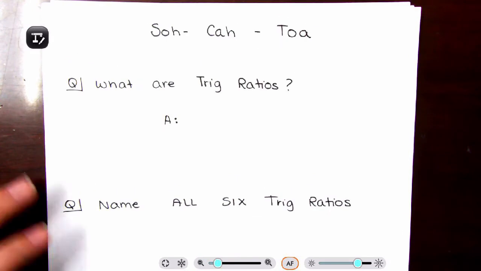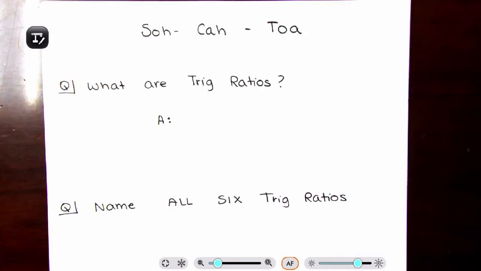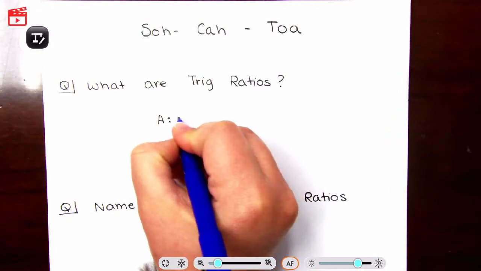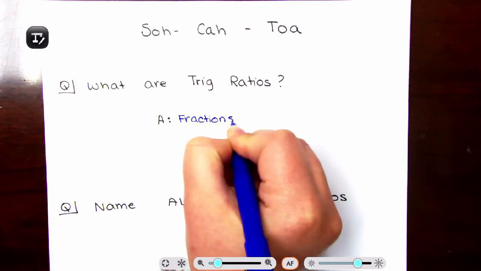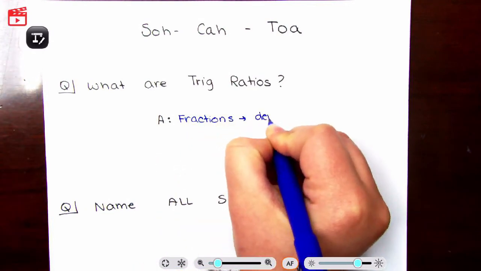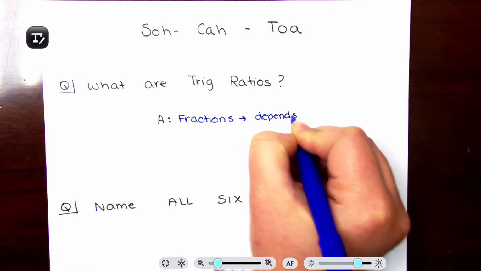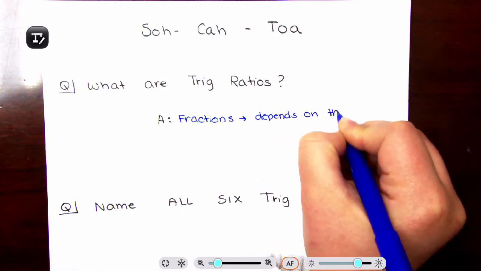The ratios of trigonometry, of right triangle trig ratios, they are fractions. Now, these fractions depend on the placement of your eyeball.